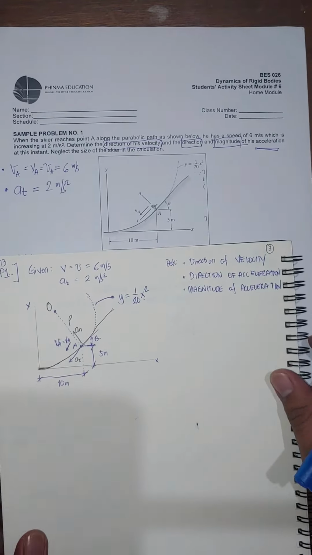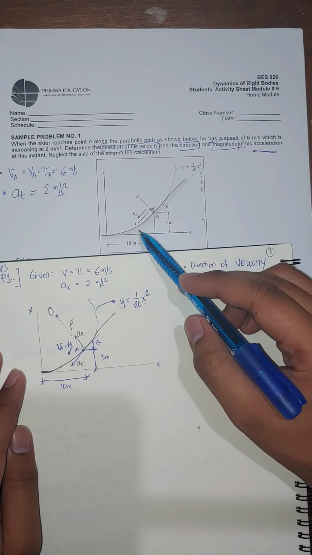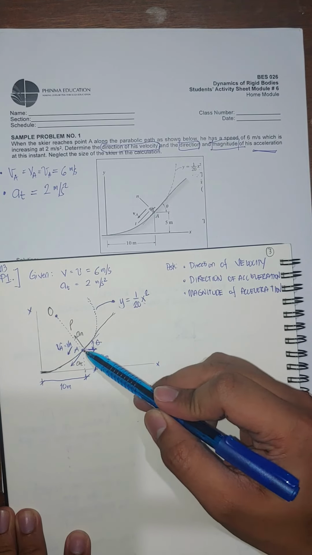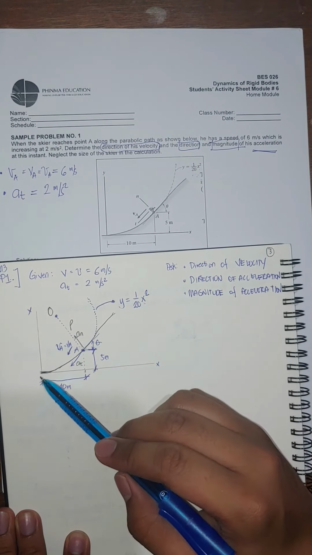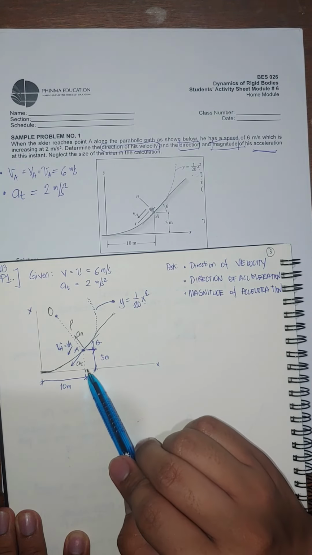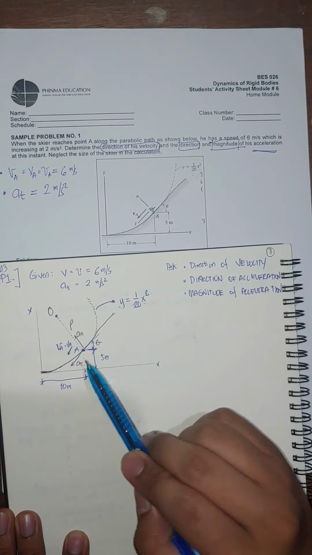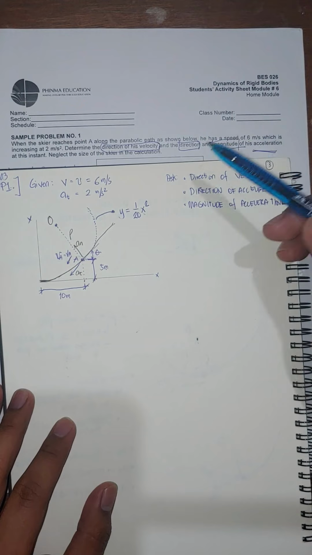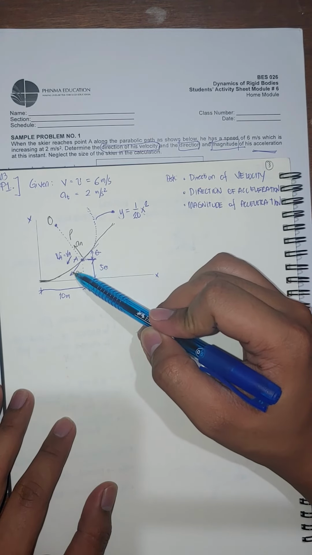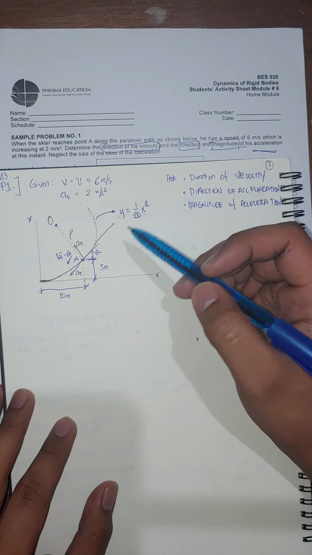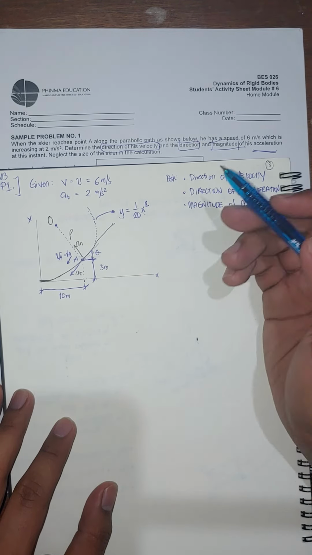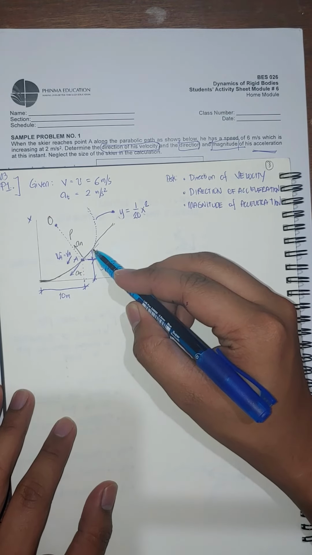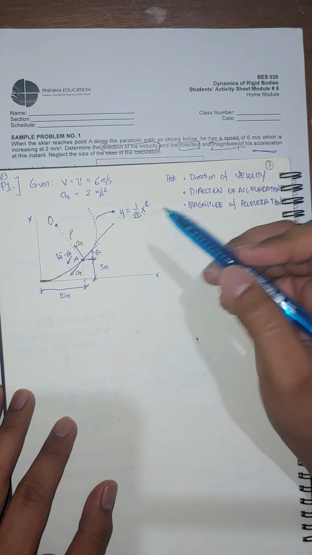If you look at this curve, at point A, the height from the ground is 5 meters, and the horizontal distance from this point to point A is 10 meters. For the direction of the velocity, the velocity is just tangent to the curve. The velocity at this point is tangent, so this is the slope at this point.